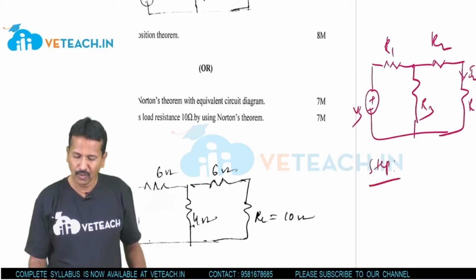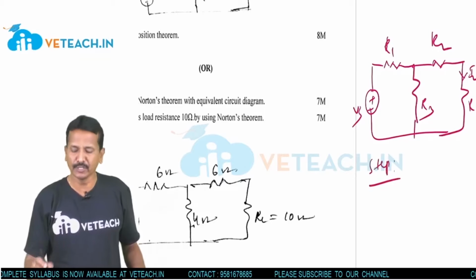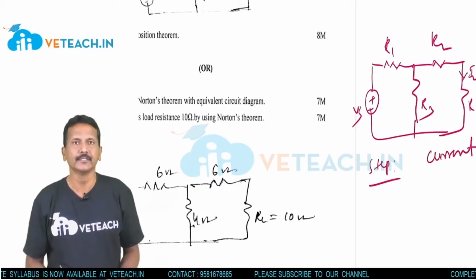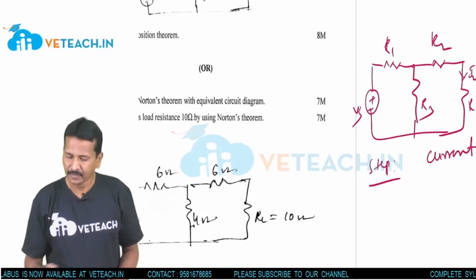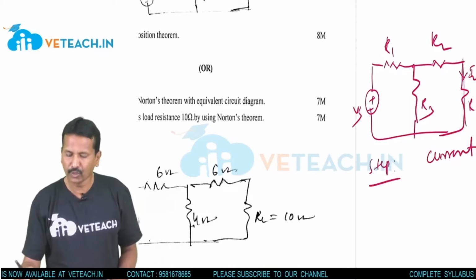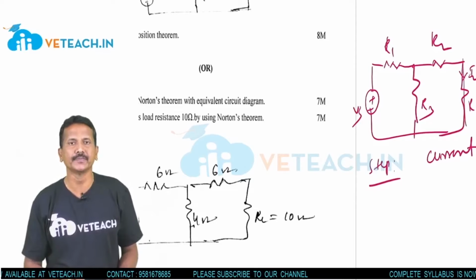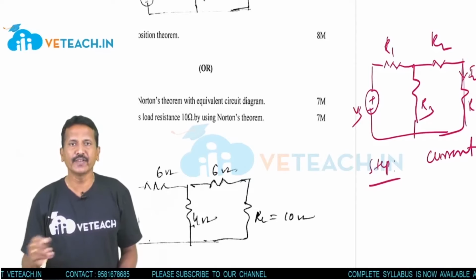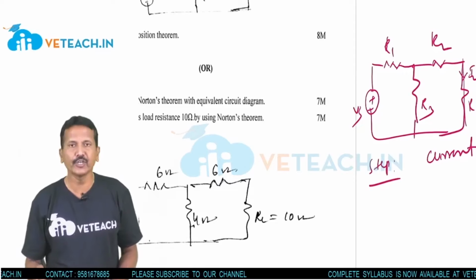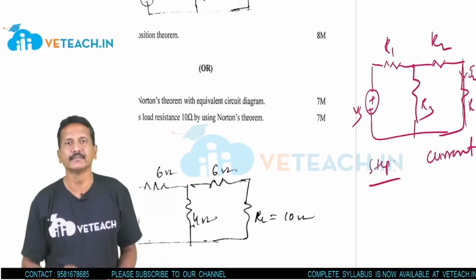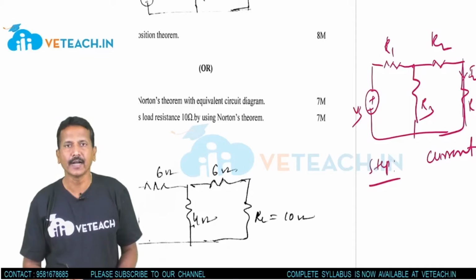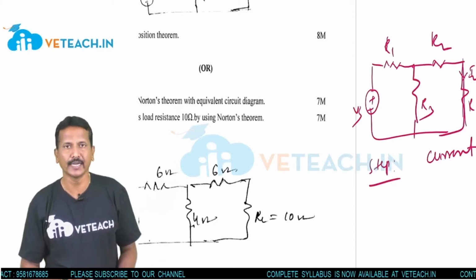So one thing that you have to keep in your mind, Norton's theorem is used to measure only current. So how will you get the current? What you have to do? This load resistance, you should short or open circuit. In Thevenin's what we did? We did open circuit and you find the Thevenin voltage. Here what we are doing? You have to short the load resistance and find the load current.